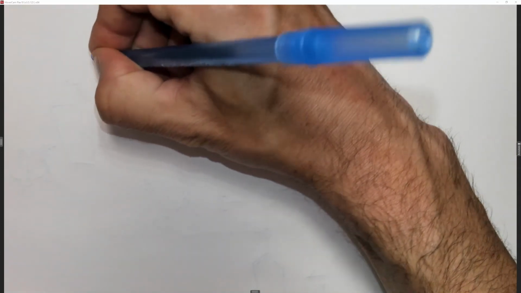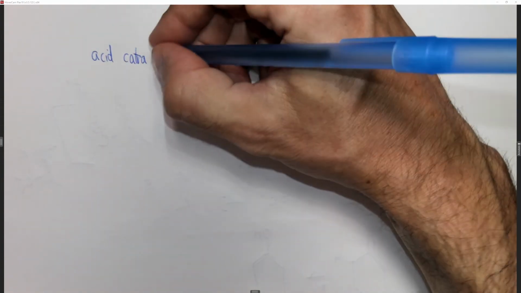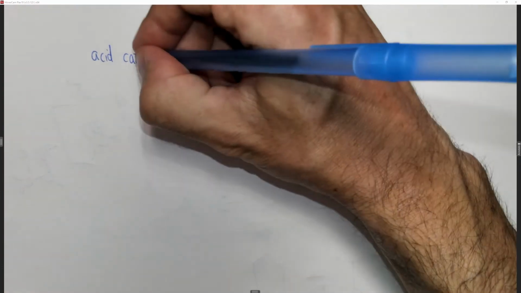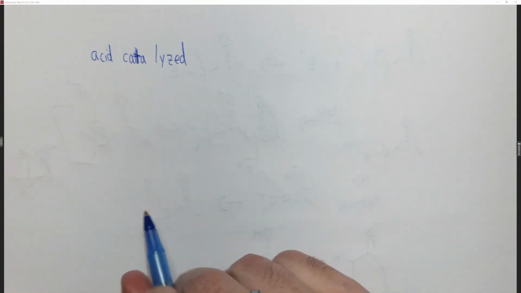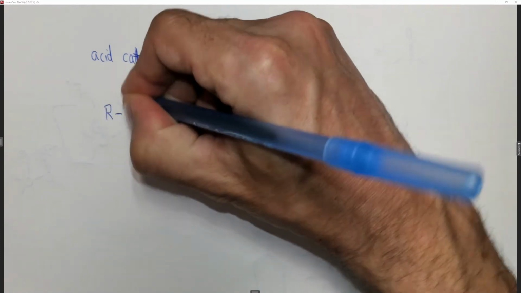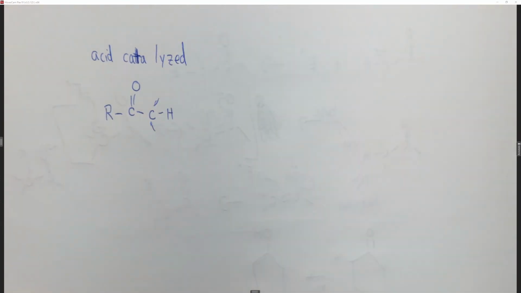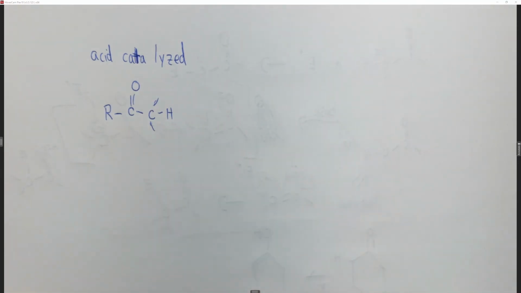So there are two mechanisms. There's the acid catalyzed mechanism and the base catalyzed mechanism. So let's start with the acid catalyzed. So we have R bond C, double bond O, bond C attached to an H and two other things. And just for clarity, I'm not going to put a bunch of R's. So this is basically what we have.